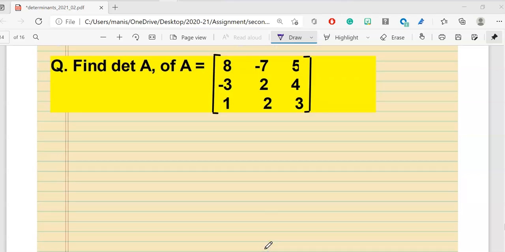Now this is a question you should do on your own. And once you've got the answer, check your answer with me or with other students in the class whether they have got the same answer or not. This is for a self-check.